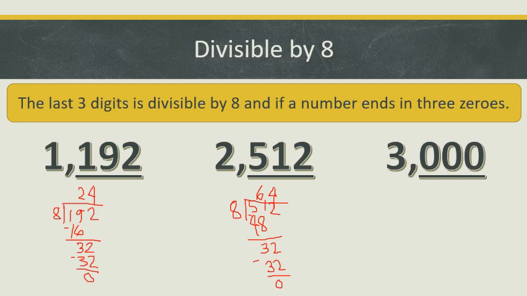So, 3,000. So, nagtatapos siya sa tatlong zeros. So, nakita natin yung pangalawang rule. If a number ends in 3 zeros, siya po ay divisible sa 8. So, since ito ay nagtatapos sa tatlong zeros, siya po ay divisible sa 8.